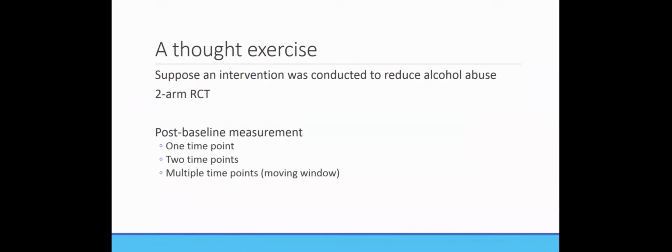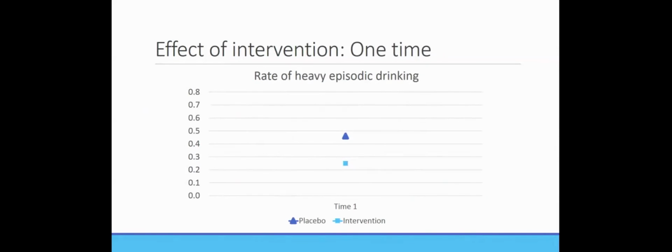After the treatment is administered, let's say we have one post-baseline follow-up and see, did the intervention work, yes or no? Or maybe we follow them twice after the intervention and we see, did the intervention work at the first time post-baseline? Did that effect still exist at the second time post-baseline? And maybe we actually have many time points measured post-baseline, and we could think about the intervention effect unfolding over time, in the sense of a moving window of time. So let's look at that graphically.